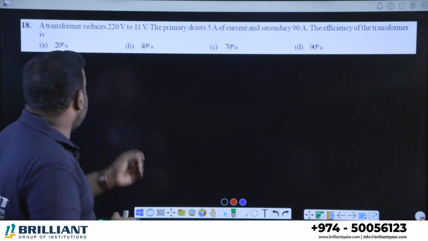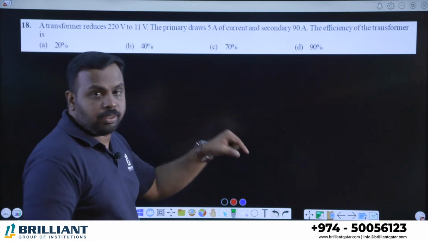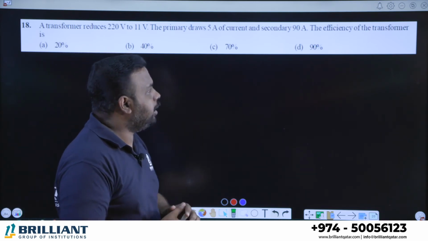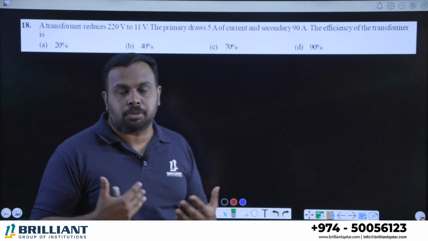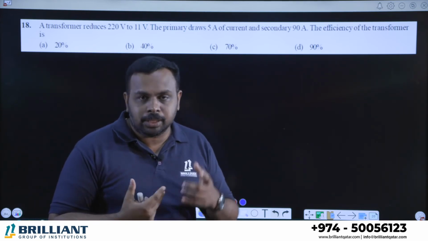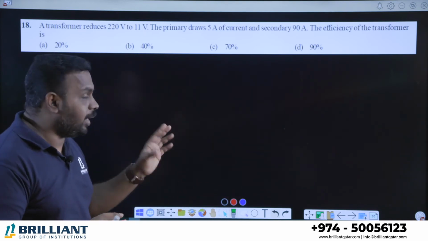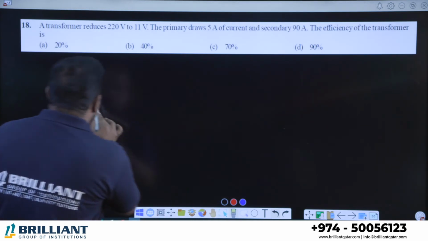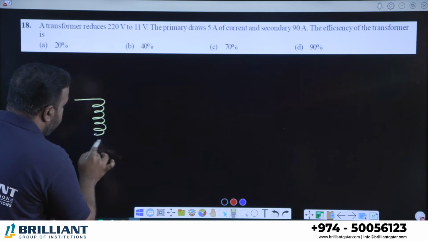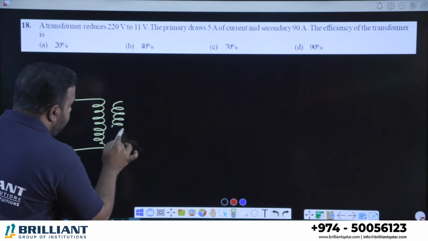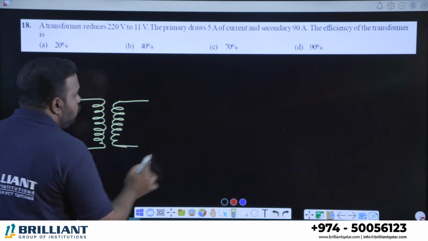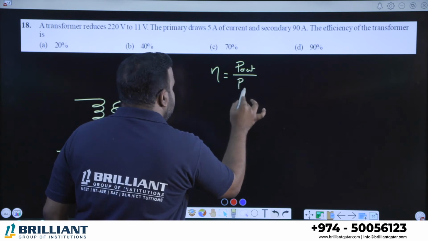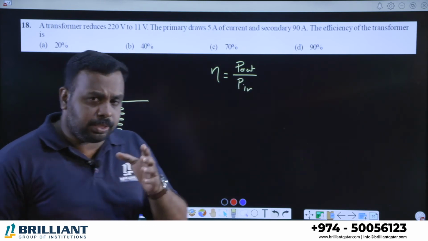Number 18. A transformer reduces 220 volt to 11 volt. The primary draws 5 ampere of current and the secondary 90 ampere. The efficiency of the transformer is. A question from the chapter alternating current, right? This is about the efficiency of a transformer. What does efficiency mean? Efficiency of any device is the ratio of output power to the input power. So the same formula is used here also. Efficiency of a transformer is equal to P out by P in.